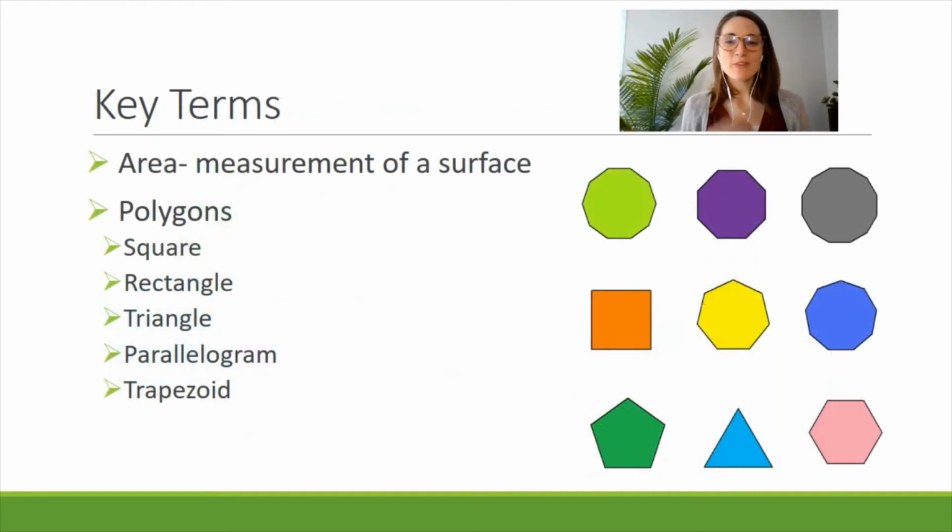Now, let's talk about a few of our important key terms. Area is the measurement of a surface. And we'll talk today about different polygons. A polygon is a two-dimensional shape with 3 or more sides and angles. Some examples include a square, a rectangle, a triangle, a parallelogram, and a trapezoid. In the coming slides, we're going to look at each of these shapes and determine how to find the area of each.